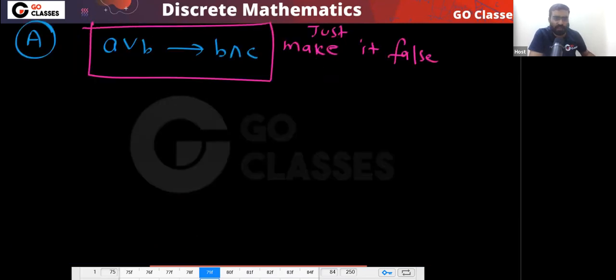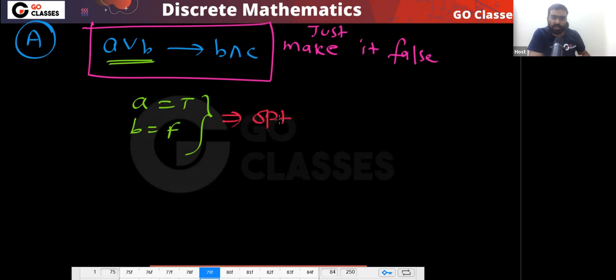So how to make it false? Very simple. I can make A true. I can make B false. That's it. That's enough to make option A false. In this situation, you can notice this statement becomes false. So this is definitely not a tautology.